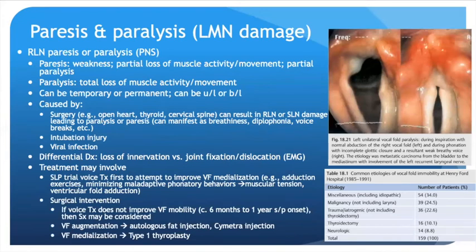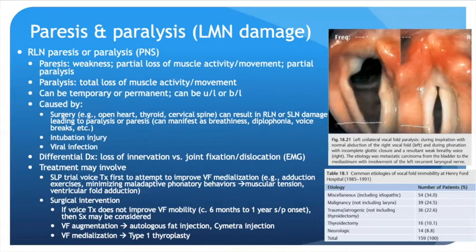Recurrent laryngeal nerve paresis or paralysis. Paresis is weakness or partial loss of muscle activity or movement, or partial paralysis. Paralysis is total loss of muscle activity or movement. These can be temporary or permanent. They can be unilateral or bilateral. They can be caused by surgery, such as open heart surgery, thyroid surgery, or cervical spine surgery, which can result in damage to the nerves feeding the larynx. They can manifest as breathiness, diplophonia, voice breaks, etc. This can also be caused by intubation injury or even viral infection.